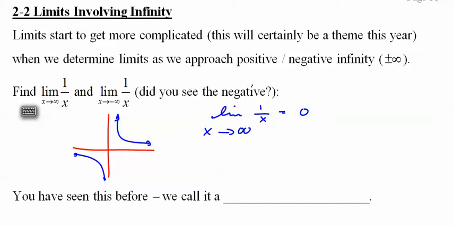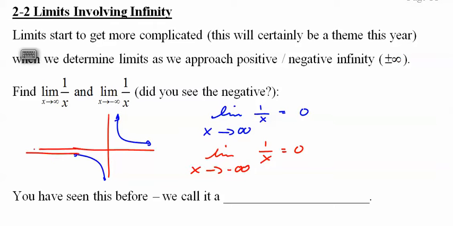What's the limit? And did you see the negative right there? Hard to see. A lot of people miss it. What's the limit as x approaches negative infinity of 1 over x? And that's 0, because here and here they get closer and closer and closer.